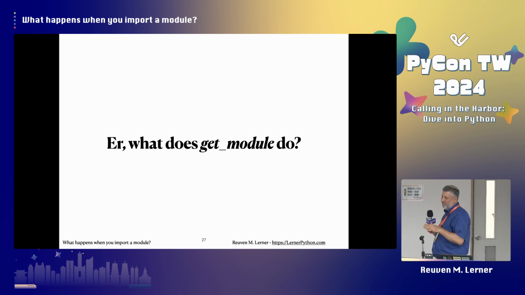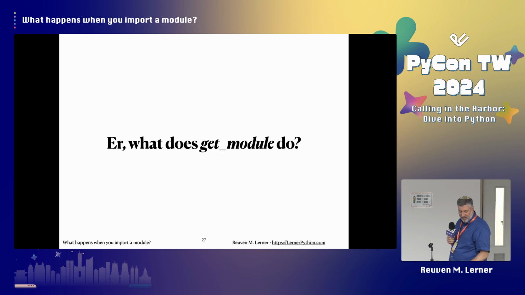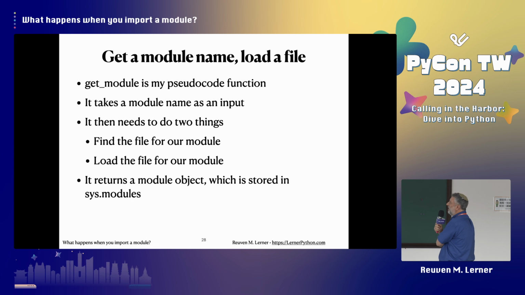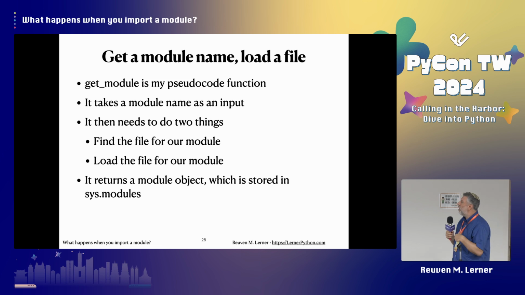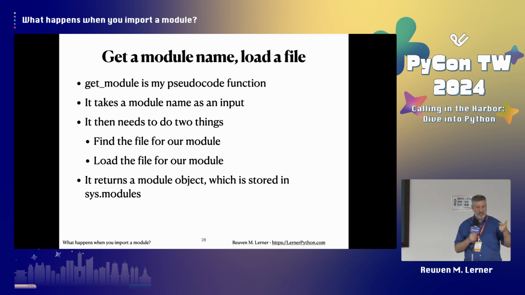Right? I sort of was like, yeah, you know, we get the module. So this is where things get a little complex, right? I call it get module, and it's going to take a module name as input. But then it needs to do two things. It needs to find the file associated with that module, and then it needs to load the file in and create a module object. And that module object then is what we're going to store in sys.modules. So we're going to have to find it, and we're going to have to load it.